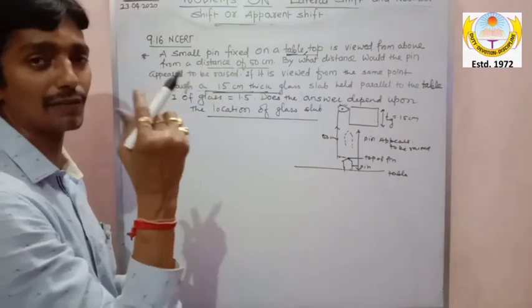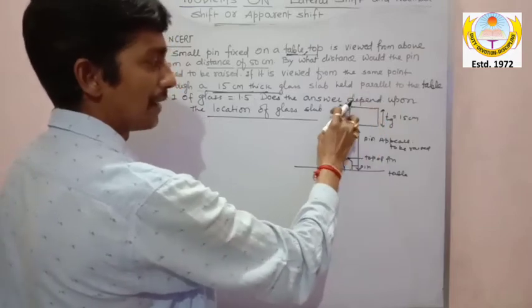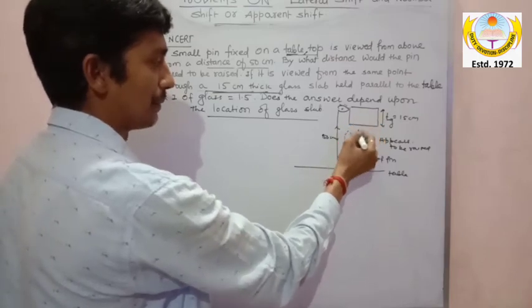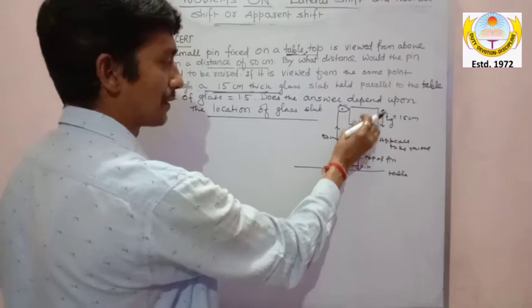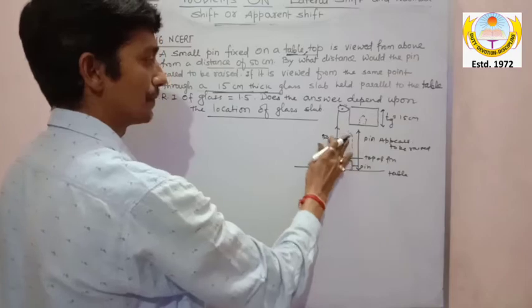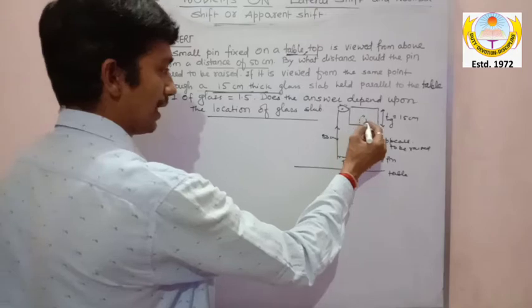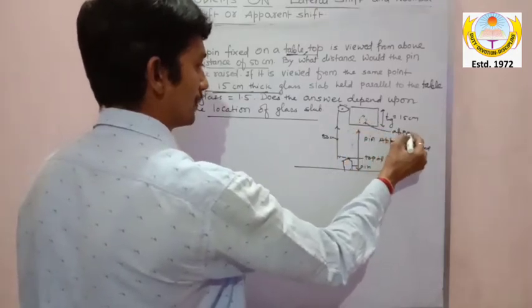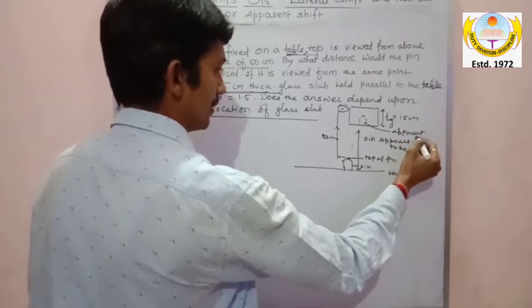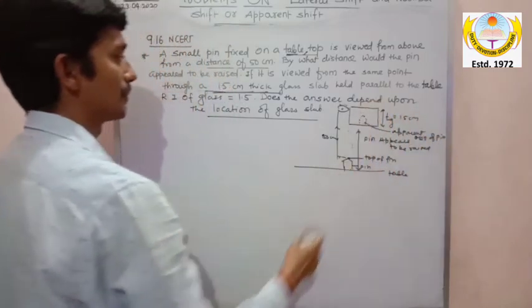This is the real thickness of the glass slab, because everything will happen in the glass slab. Whatever happens here, everything will happen in the glass slab. This depth will apparently be seen in the glass slab like this. I hope it is clear, right? So this is the apparent observation of the pin, you can say, in the glass slab.